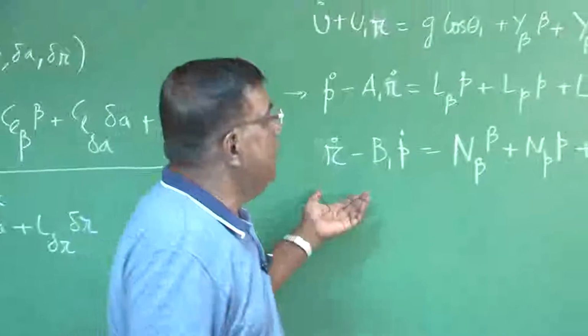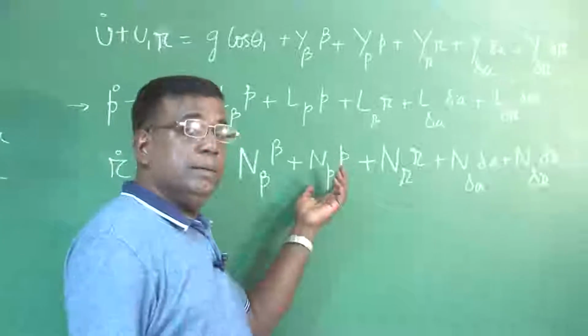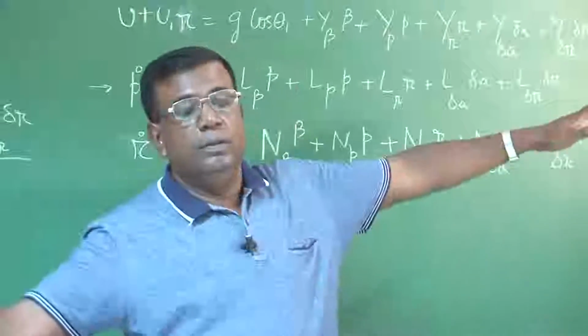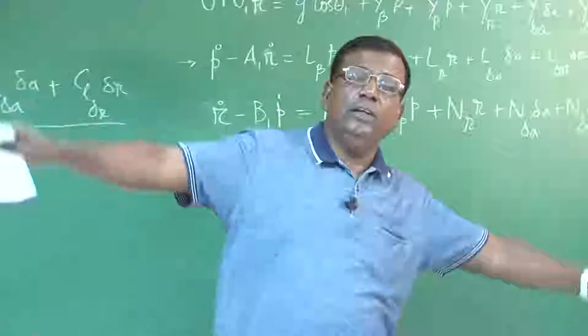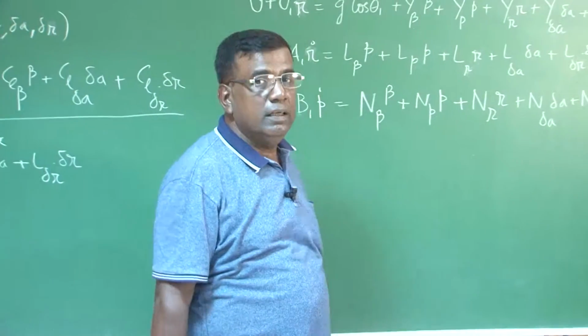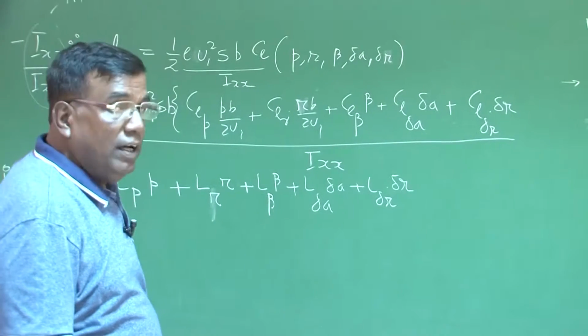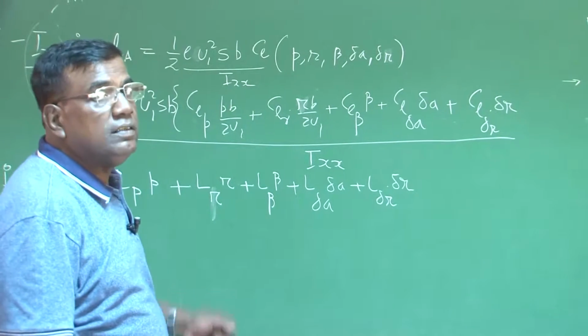So this is the understanding you should have. Lp means damping, roll damping. That is, the moment you try to bank like this, a damping which will try to discourage this roll, or it will come faster to the equilibrium once the disturbance is withdrawn.